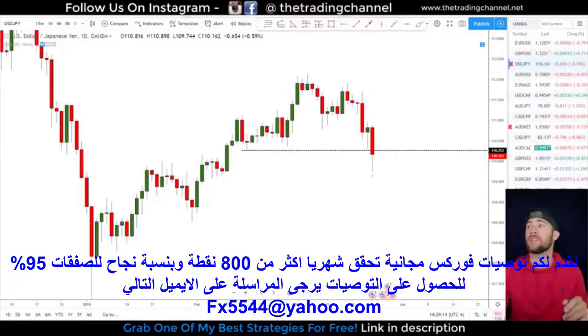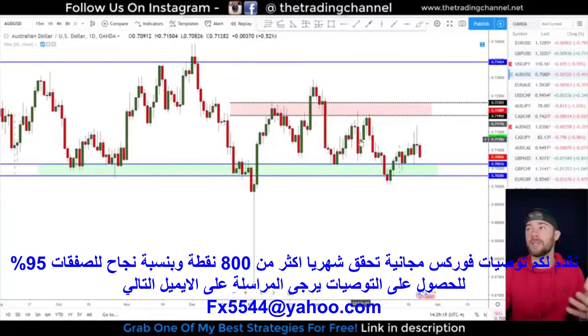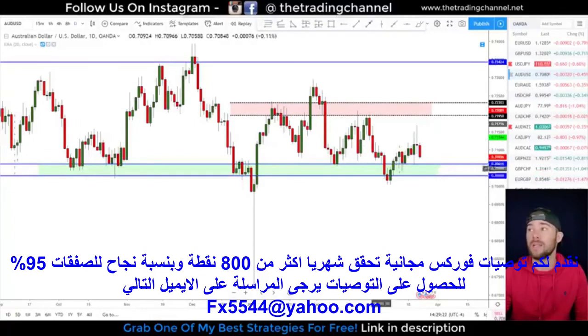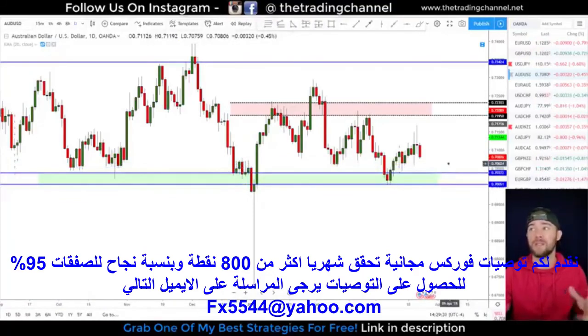We'll move on now to the Aussie dollar. On the Aussie dollar, big period of consolidation. I'm not even going to do analysis on this pair. There's really nothing I'm looking for unless this pair gets back down to around this level of structure at 0.7 even. Other than that, this is a sit on my hands type pair.